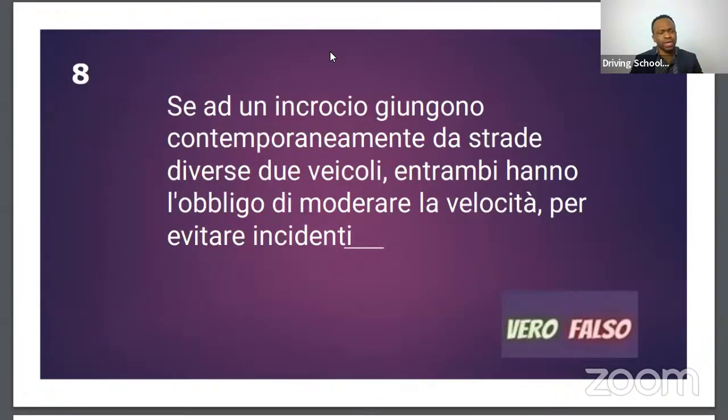Let's look at number eight question, which is our last question of today before we call it ciao, which says, se ad un incrocio giungono contemporaneamente da strada diversa due veicoli. Entrambi hanno l'obbligo di moderare la velocità per evitare incidente. I know every one of us, we are supposed to get this one correct, but let's see. What is your take on this?